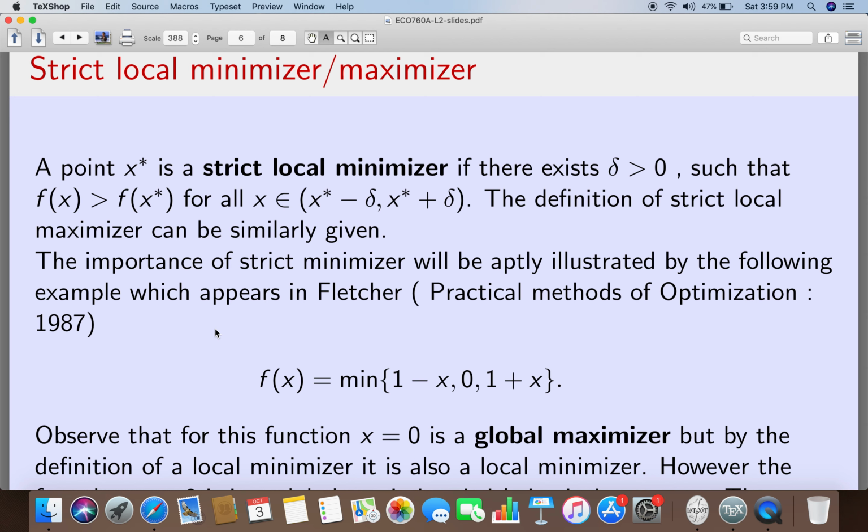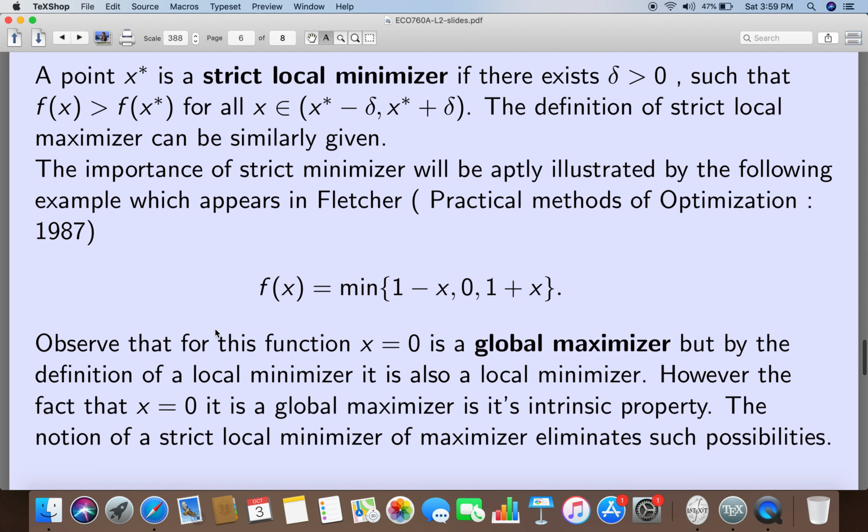So a strict minimizer is one for which f(x) is strictly bigger than f(x*) for all x not equal to x*, but x is within this neighborhood. So why do we need this definition of strict? For example, you take this function. If you draw this function, it is like an inverted tub with kink points at -1 and +1, turning points.